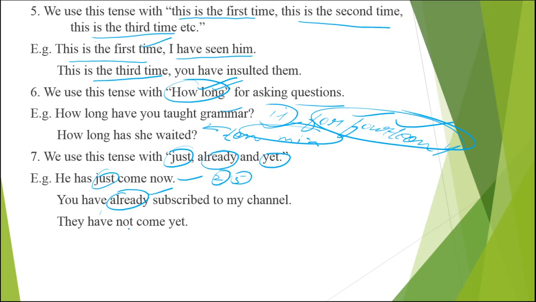And they have not come yet. Keep in your mind the word yet you will be using in your negative sentences. They have not come yet means this will express the time that this present time still is not arrived. So you will say that they have not come yet.